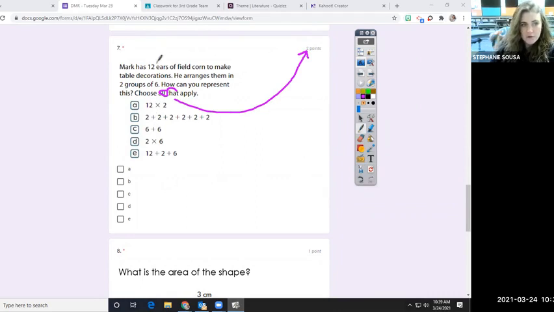12 ears of corn into 2 groups of 6. So that means I am adding 2 6 times. So B is a correct answer. 1, 2, 3, 4, 5, 6 groups of 2. Wait, no, I lied. 2 groups of 6. There we go. 6 plus 6.